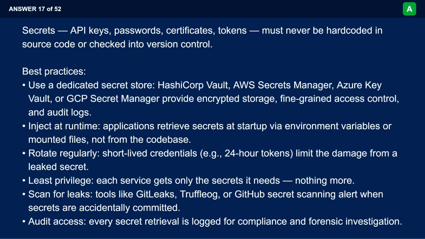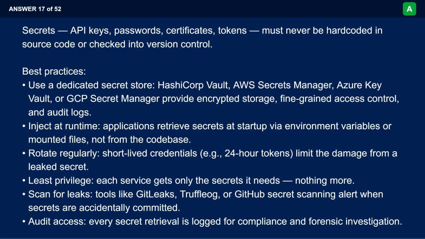HashiCorp Vault, AWS Secrets Manager, Azure Key Vault, or GCP Secret Manager provide encrypted storage, fine-grained access control, and audit logs. Inject at runtime. Applications retrieve secrets at startup via environment variables or mounted files, not from the codebase. Rotate regularly. Short-lived credentials, for example, 24-hour tokens, limit the damage from a leaked secret.